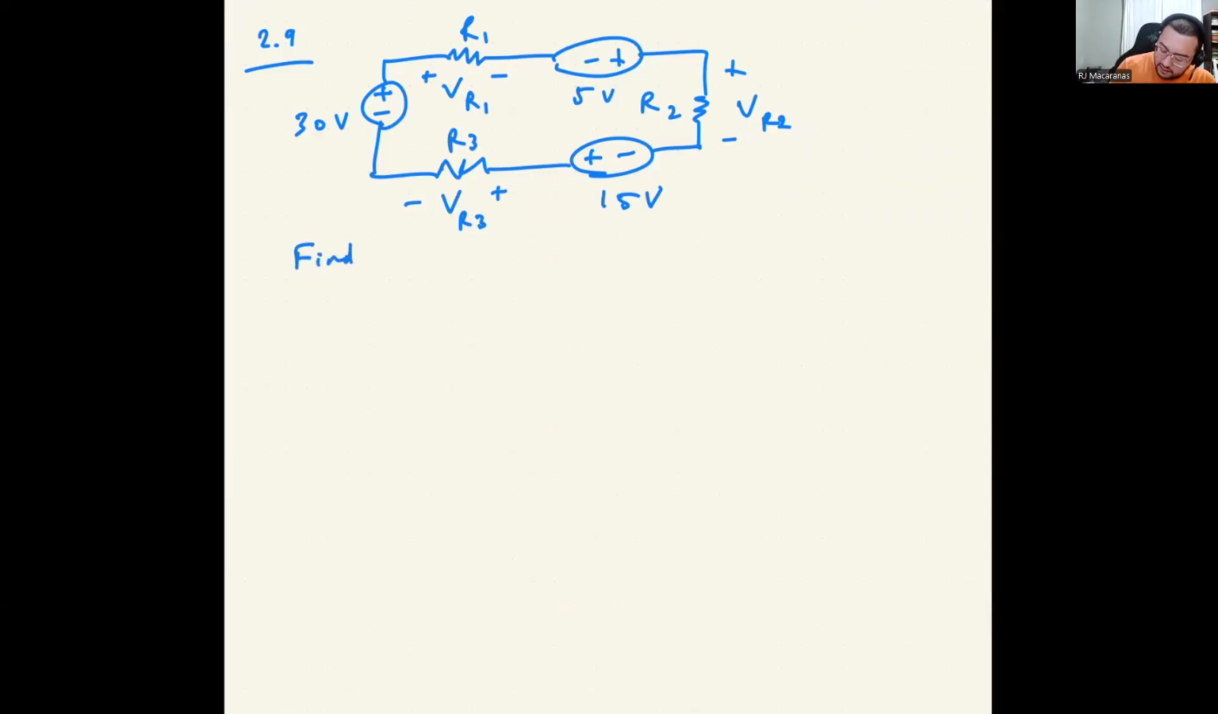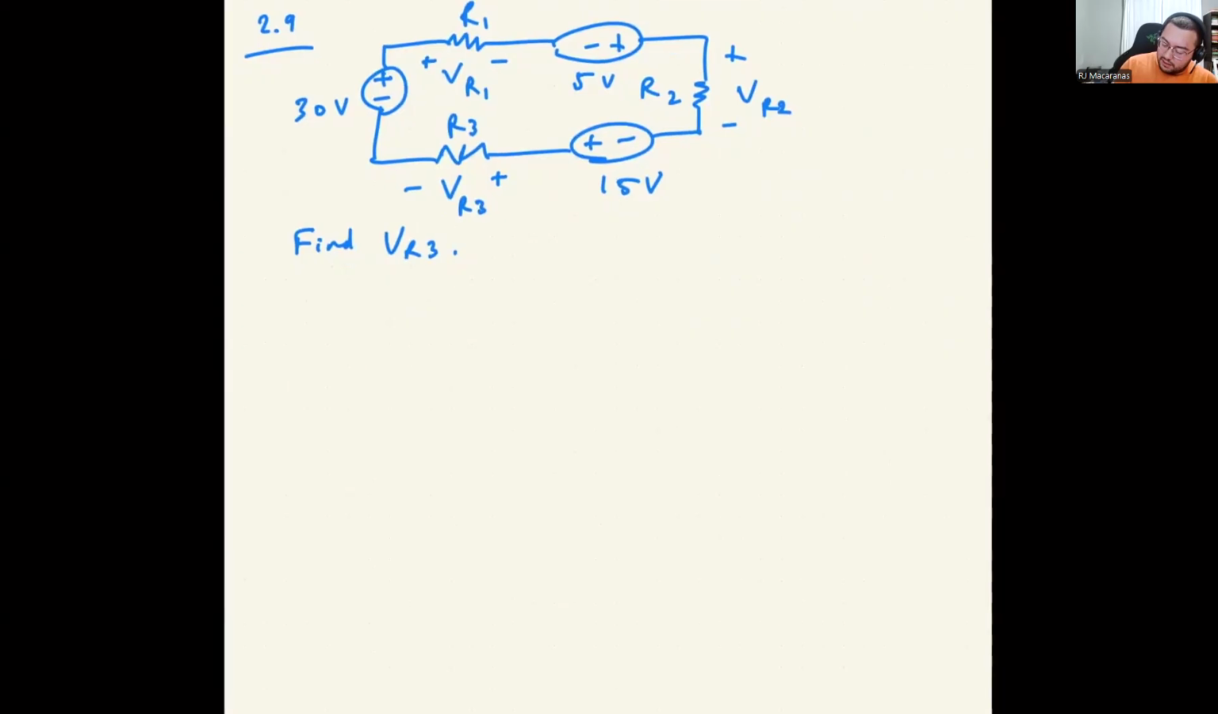So find VR3. And in this case, we're looking at an example of KVL, right? In the previous example, we had looked at KCL, but for this circuit we can use KVL, which as a reminder is if you sum the voltages in a loop, then that should go to 0, right? So what goes up must come down.